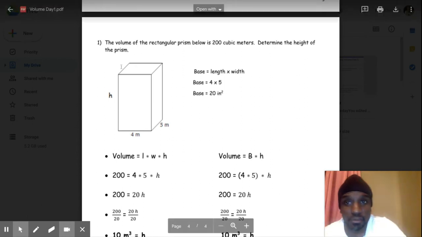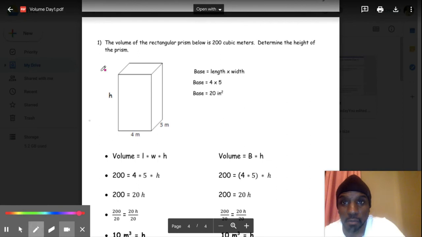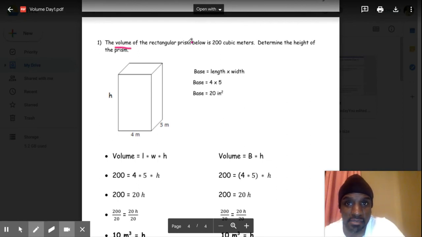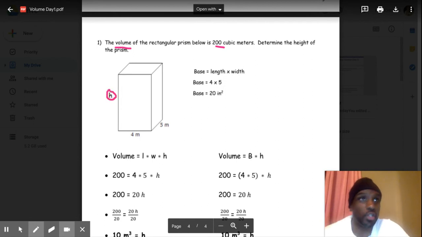So they have given me my volume. My volume is this, 200. So from now on, when I see volume, I'm going to put 200. It says determine the height of the prism. So looking at this prism, I see the length is 4, the width is 5. I'm solving for the height. Okay, so let's see what we can do here.